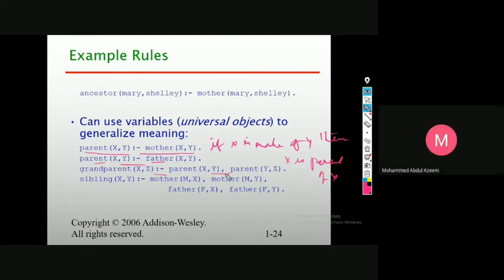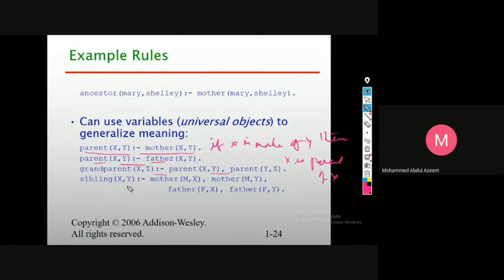So the antecedent part will have one or more than one functors. Basically, if you have more than one, then you have to apply the conjunction, right? There must be a conjunction relationship between them. So you should pronounce it as and there, right? On the left hand side, you will have a single functor. So here, how are you going to pronounce it? If X is a parent of Y and Y is the parent of Z, then we are going to say that X is the grandparent of Z.